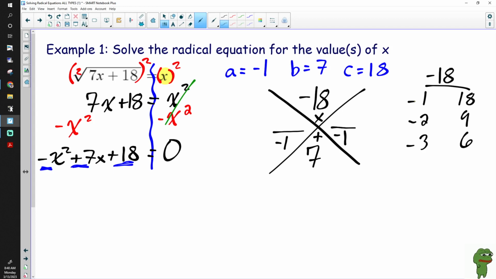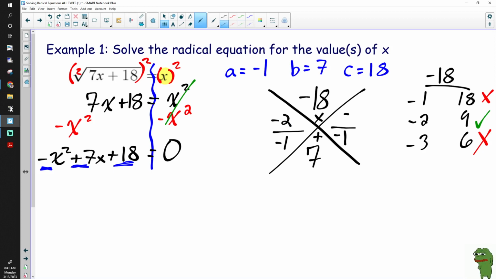Negative 2 and 9. It's the only one that works. If you check the first one, negative 1 and 18 is 17. Can't be that one. Negative 3 and 6, that's 3. Can't be that one. It has to be negative 2 and 9. That adds up to 7.